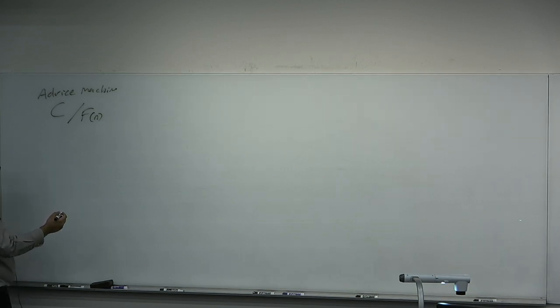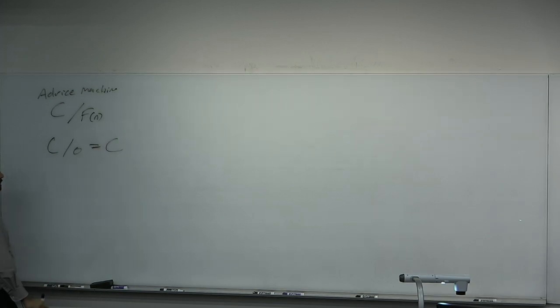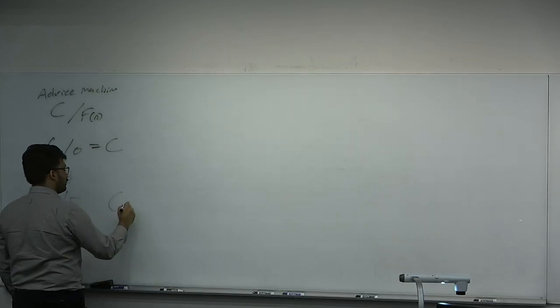Some quick algebra things we can do. C0 is going to be what? C. Yeah. If you have a machine, you give it no advice, it does the same power. What about if F is majorized by G? What can we say about C of F and C of G? What is the relationship between C of F and C of G?